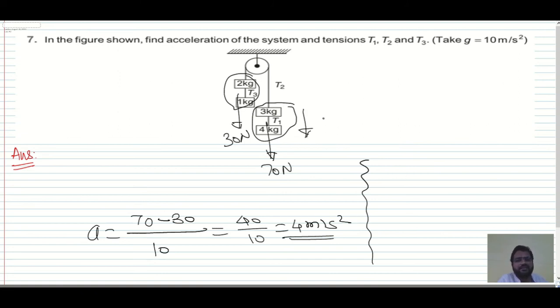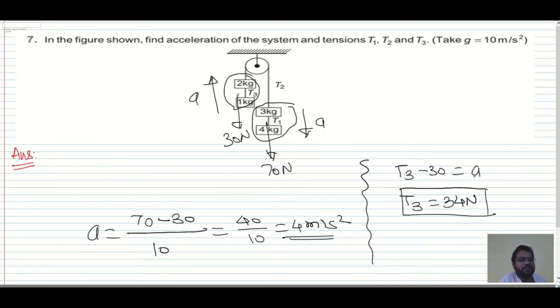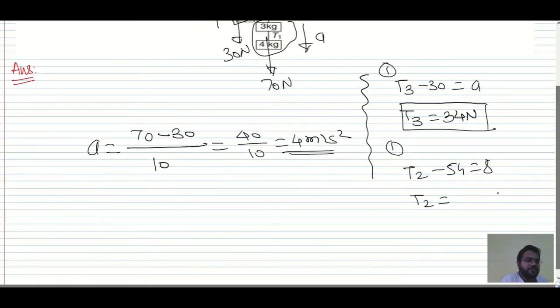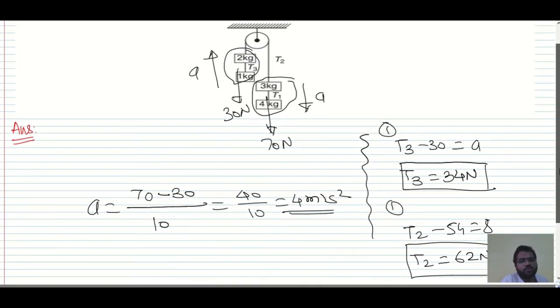See, acceleration we have is in this direction, and for this it is in the upward direction. So T3 minus 30 must be equal to A. So what is T3? 30 plus 4, 34 Newton. Once we got this T3 as 34 Newton, now calculate T2. How to calculate T2? Just apply Newton's law over here on 2 kg. On 2 kg if you apply T2 minus 34 plus 20, how much is it? 54 is equal to 2 into A, that is 8. So T2 we have is 54 plus 8, how much? 62 Newton. Once we got this T2, now you can calculate T1.